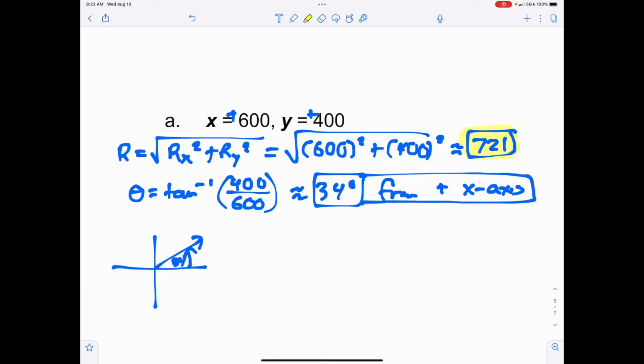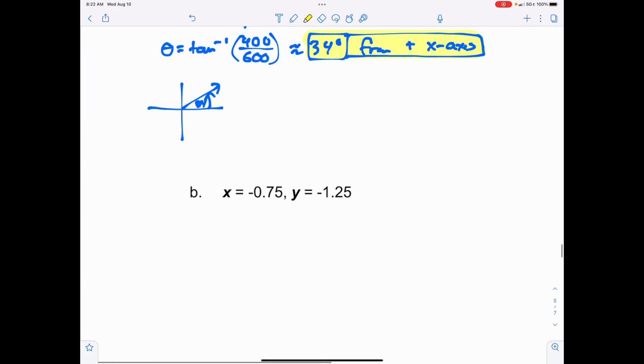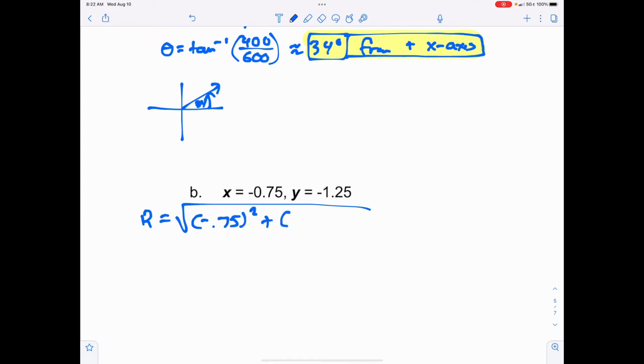It's helpful to include the reference from where the angle's coming from. Okay, let's take a look at letter B. In letter B, r is equal to the square root of negative 0.75 squared plus negative 1.25 squared. Pause the video, take a second to put that in your calculator. Okay, we should have gotten about 1.46 when we put that in our calculator.